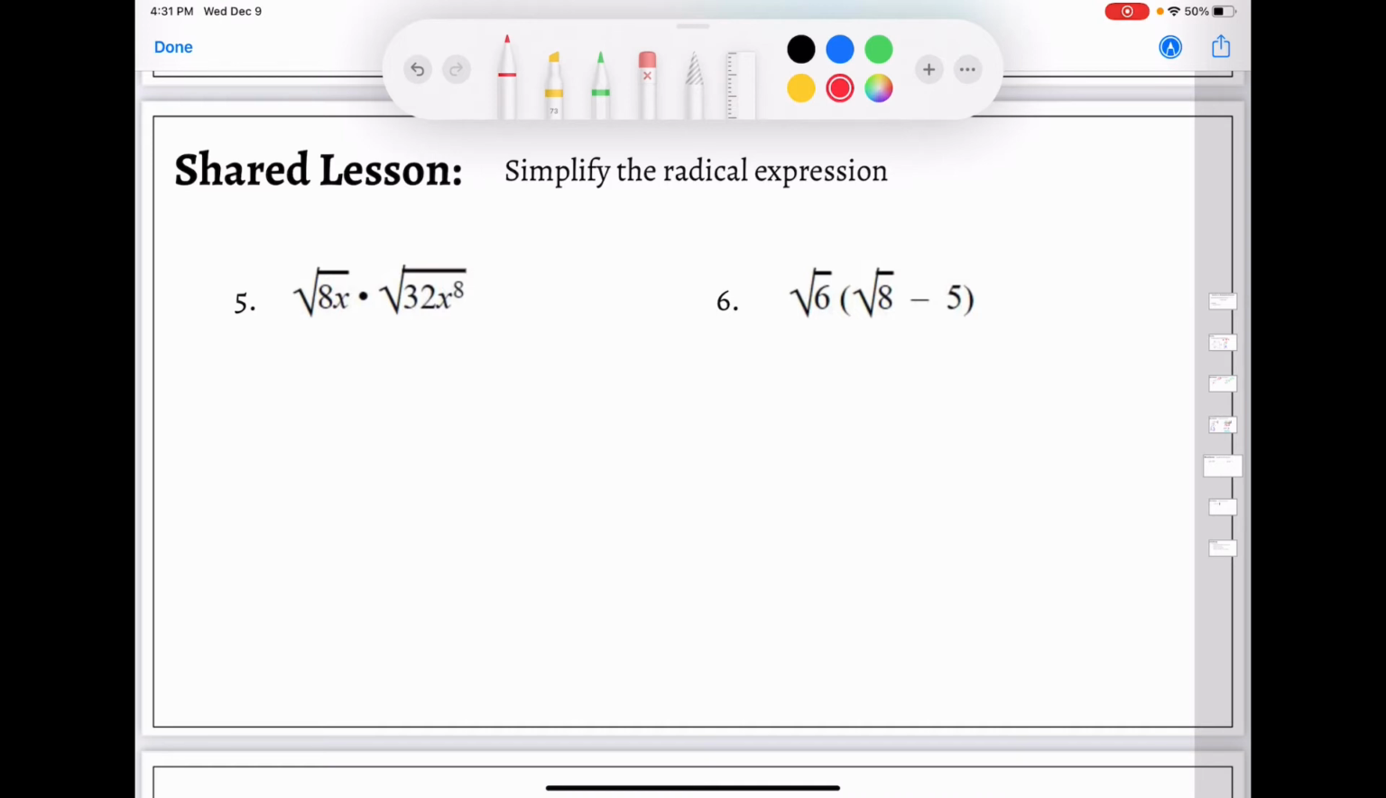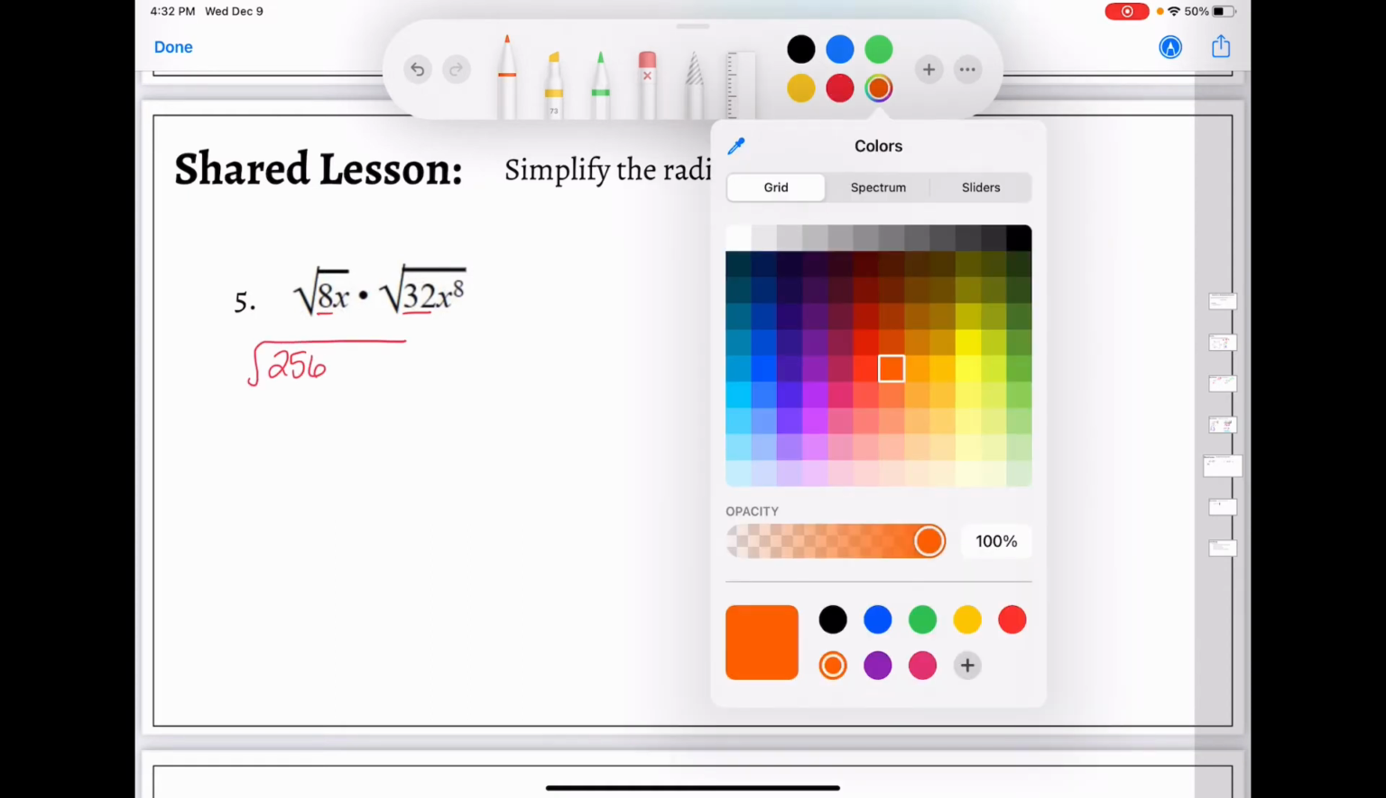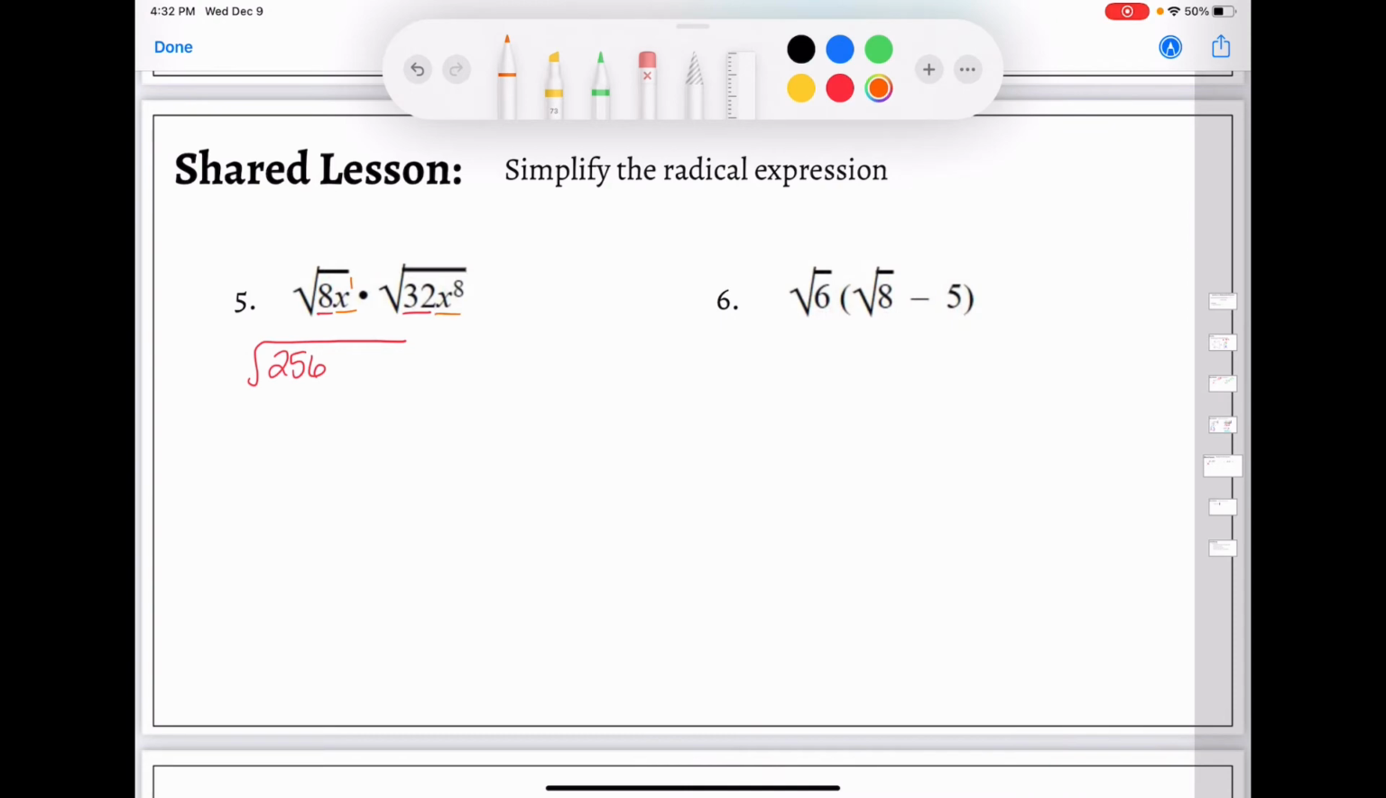All right, so the first way that you could do this is just to start multiplying. Both of these things are inside, so I'm going to multiply inside times inside. Oh boy, let's see though. 8 times 32. Well, that'd be 240 plus 16 is 256 on the inside of my radical. And then I have x to the first times x to the 8th, which would give me x to the 9th.